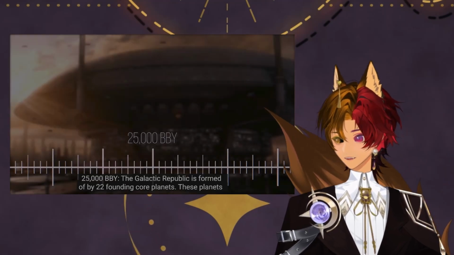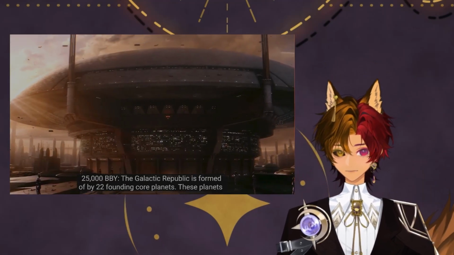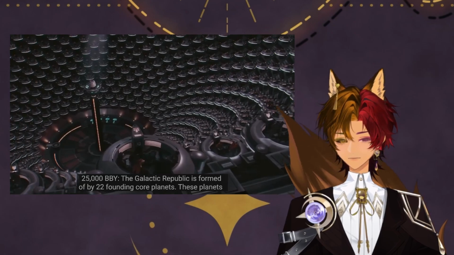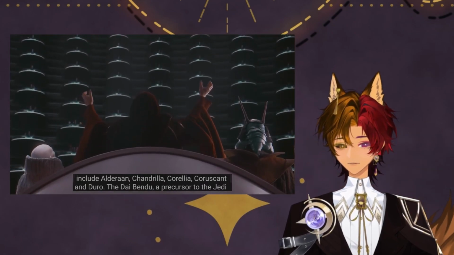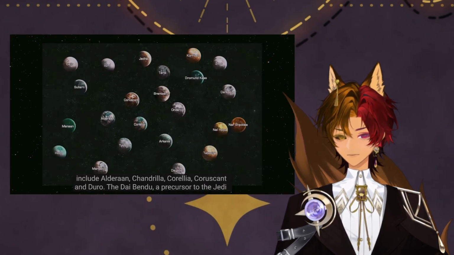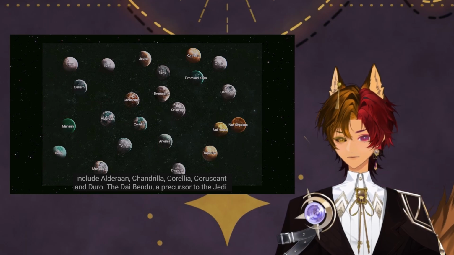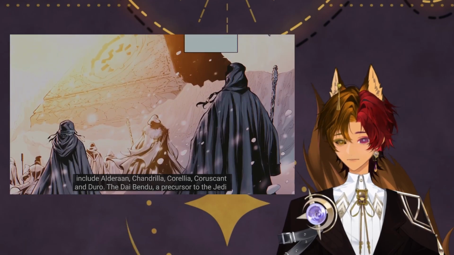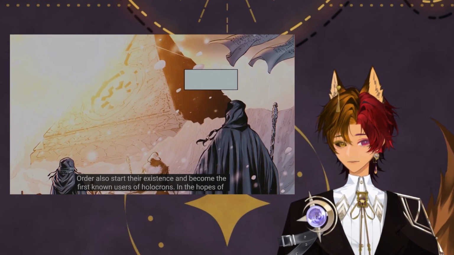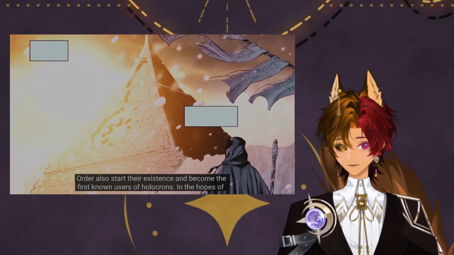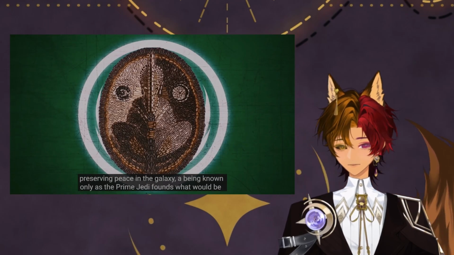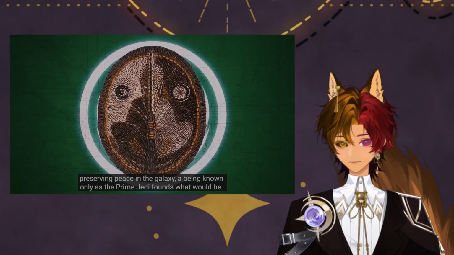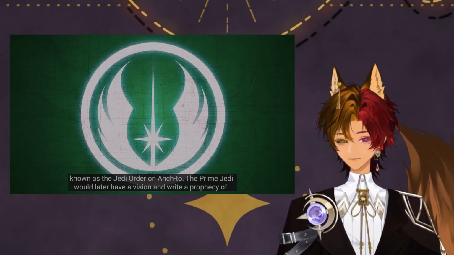25,000 BBY. Old Republic. The Galactic Republic is formed by 22 founding core planets. These planets include, but are obviously not limited to, Alderaan, Chandrila, Corellia, Coruscant, and Duro. The Dai Bendu, a precursor to the Jedi Order, also start their existence and become the first known users of holocrons. In the hopes of preserving peace in the galaxy, a being known only as the Prime Jedi founds what would be known as the Jedi Order on Ahch-To.